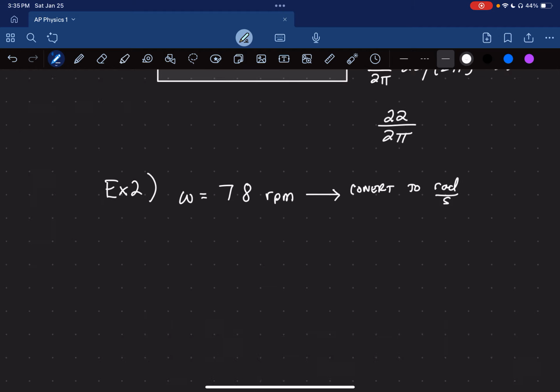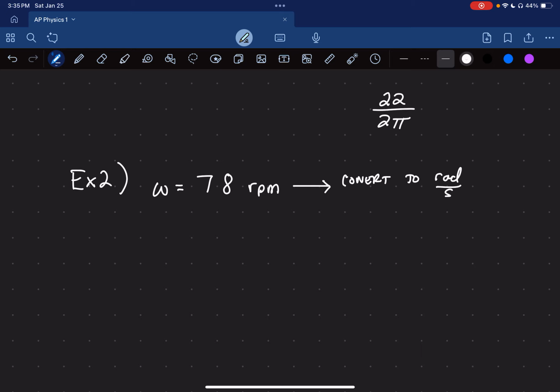Let's do one more. Omega is 78. Let's write rotations per minute. This will help us convert it. We want to convert it to radians per second, but we need to get rid of two units. We need to get rid of rotations and we need to get rid of minutes. So make two conversion factors.